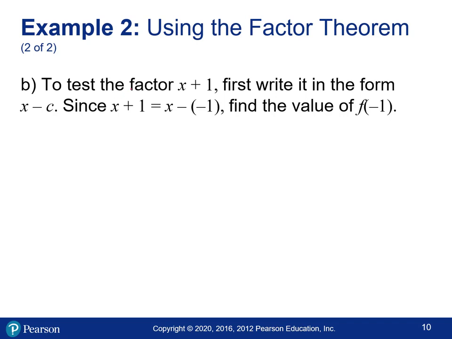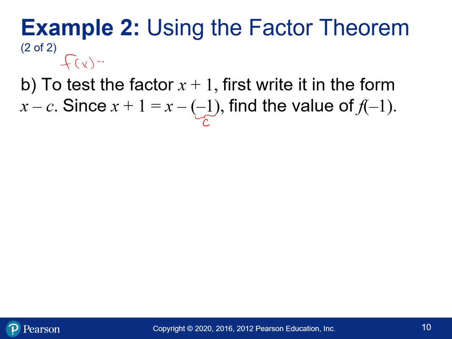This one is to find out if x plus 1 is a factor, but remember, like our previous example with the remainder theorem, we have to rewrite this so that it's x minus a number c, so we can identify c. If you say x plus 1 and you change that to a minus sign, then that means c is actually negative 1. And if we can figure out that f of negative 1 is 0, we would know that x plus 1 is going to be a factor of our polynomial.